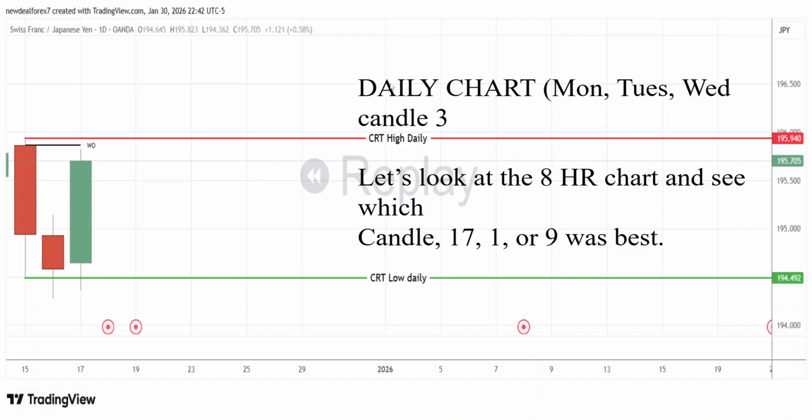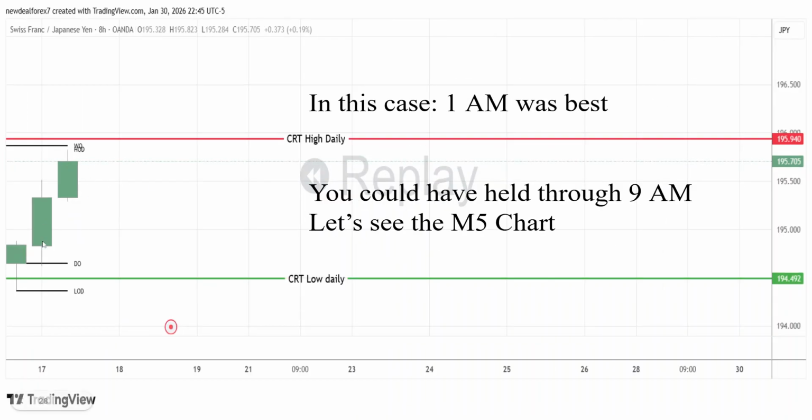Now, here's another daily chart where we have Monday, Tuesday, Wednesday. Candle 3 is Wednesday right here. So let's look at the 8-hour chart for this long green candle here. So we have 1, 2, 3. Okay, so let's see. And in this case, 1 a.m. was best, and you could have held.